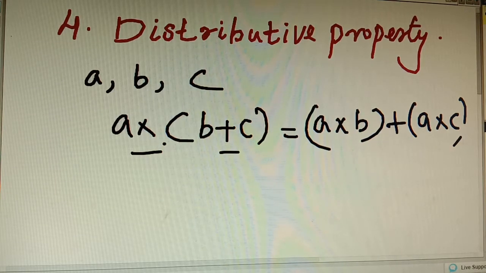Questions can come like that too: write distributive property and verify the property by using any three rationals.